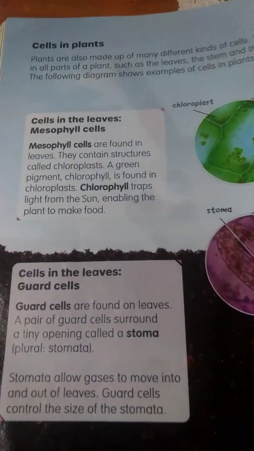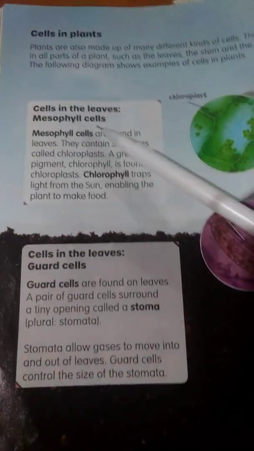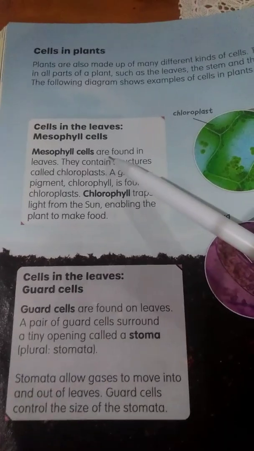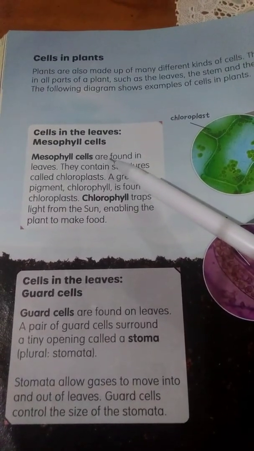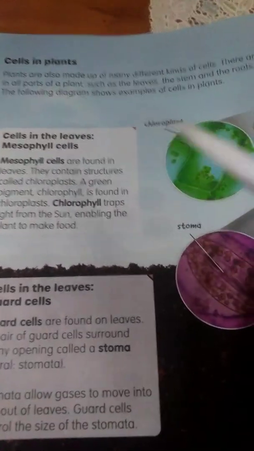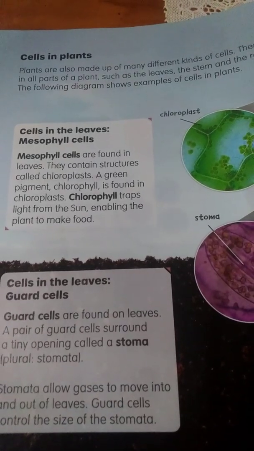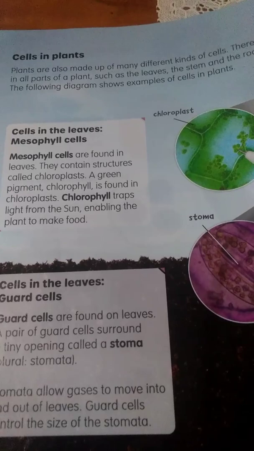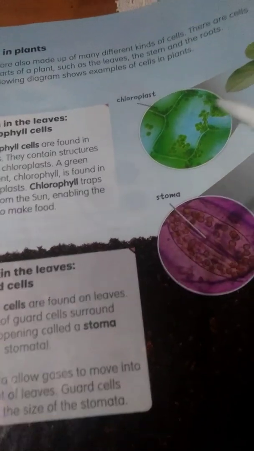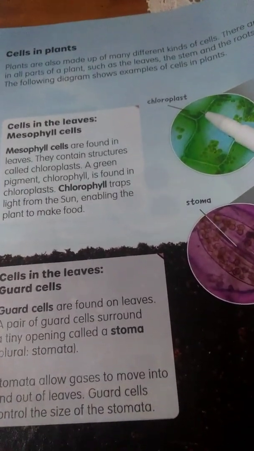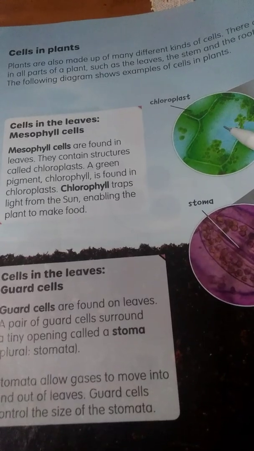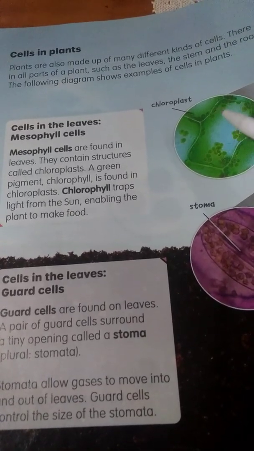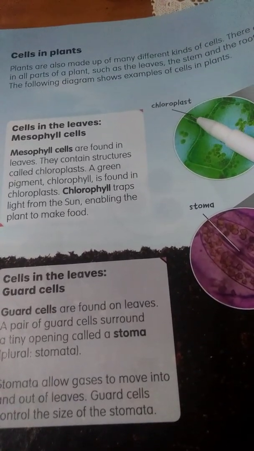Jadi sel pada tanaman. The first is Mesophyll Cells. Jadi sel mesophyll apa itu? The mesophyll are found in leaf. Jadi dia ada di daun, ya. They contain structure called chloroplast. Di dalam mesophyll ini ada chloroplast, and then chlorophyll found in chloroplast. Di dalam chloroplast ini ada chlorophyll.